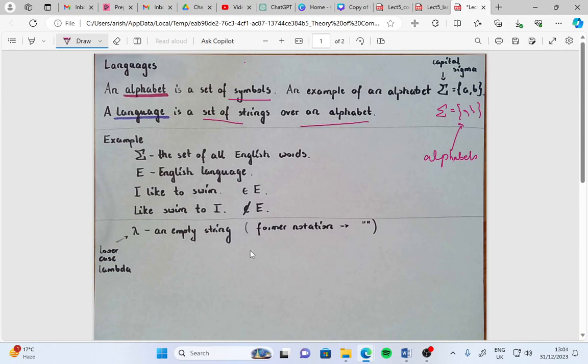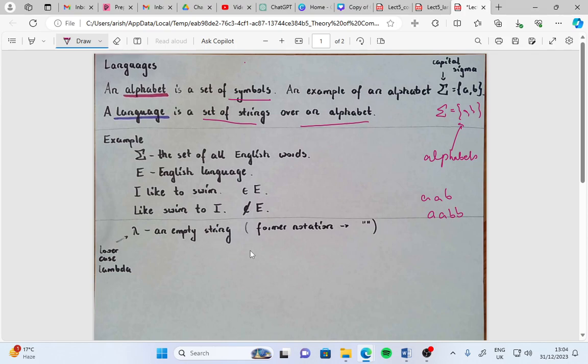A set of strings. All the strings that are composed of these alphabet symbols will make a language. Suppose a b is a string, and a b b is another string. The set of all these strings will make a language.